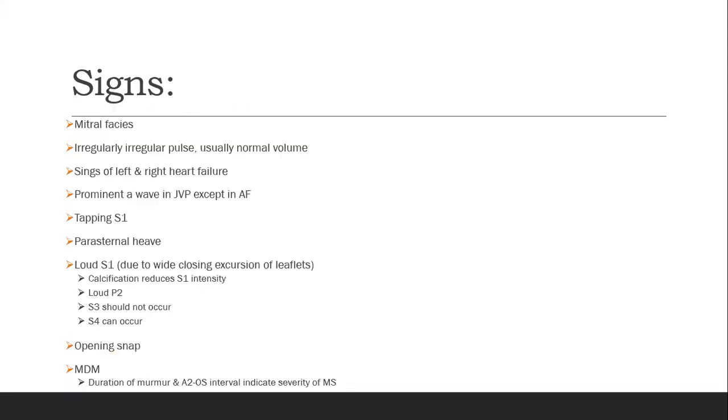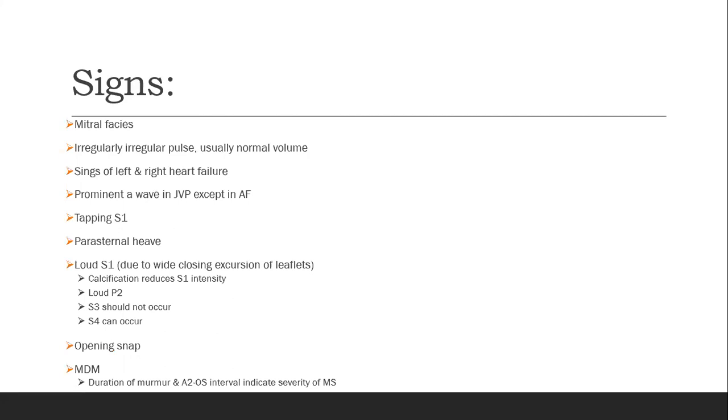We can get hemoptysis, angina also. Okay, signs. We have something called as mitral facies. I told you most of the cases of mitral stenosis present with atrial fibrillation, so we have an irregular pulse. The pulse volume will usually be normal. We have signs of left heart failure, which is pulmonary edema, and signs of right heart failure, which are elevated JVP, congestive hepatomegaly, and pedal edema.